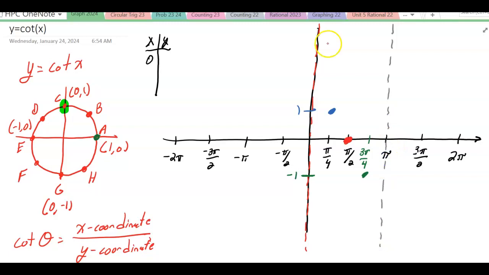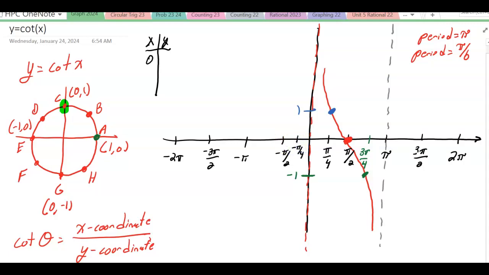So the basic cotangent function looks like the following. You can see that the period is pi, so like tangent, the period is always pi over b. And this is repeated, so I could go to the left at negative pi over 4.